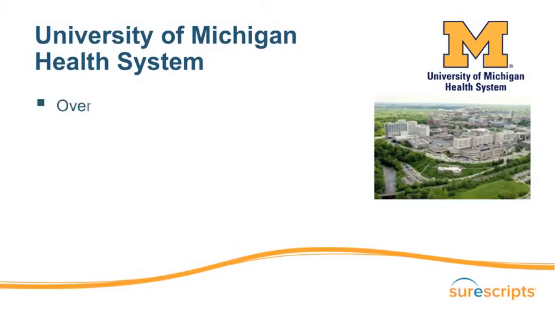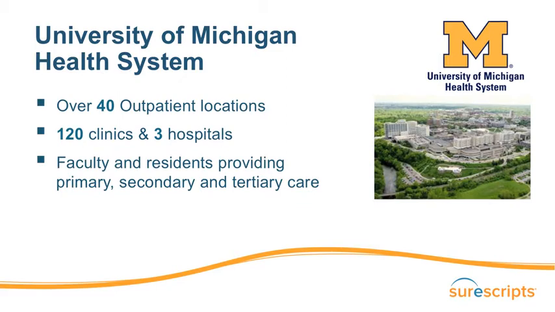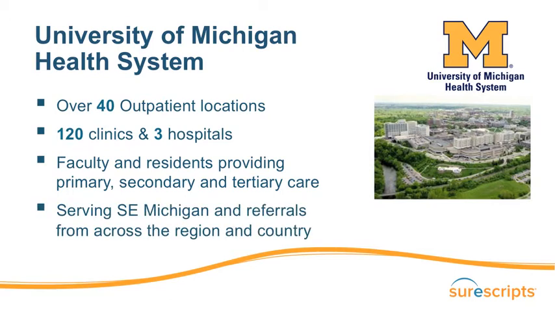As we get into more of the details, I'd first like to tell you a little bit about who we are and what we do here at the University of Michigan. So here at the University of Michigan Health System, we have over 40 outpatient locations representing as many as 120 clinics. And we have 3 separate hospitals that are all geographically co-located in Ann Arbor. We have both faculty and residents and medical students. We are providing primary care, secondary care, and tertiary care. And our patients primarily come from Southeast Michigan, but we also have patients who come from a broad Midwest region and even from around the country.